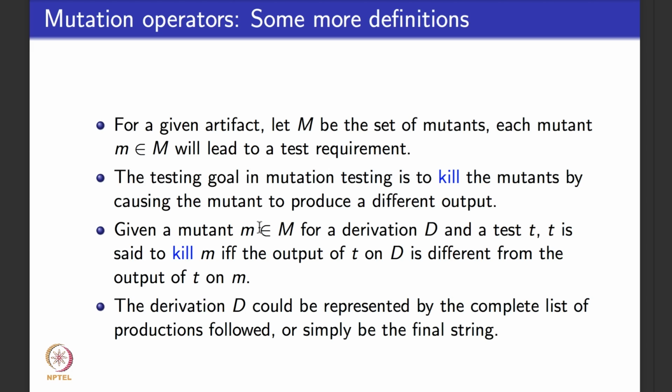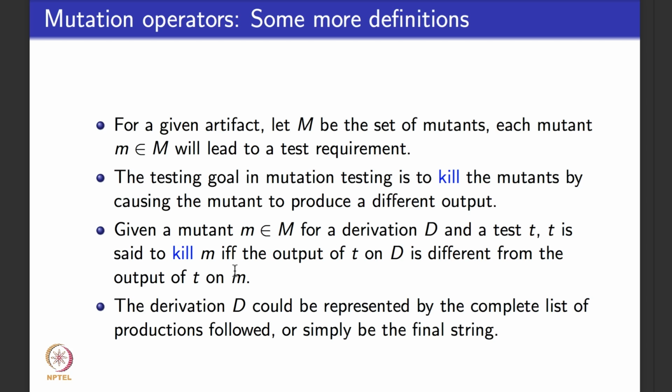Right? So given a mutant m for a derivation D and a test t, the test t is said to kill the mutant m if and only if the output of t on D is different from the output of t on m. I hope that's clear. Take a program, apply one mutation operator, get a mutated program. Pick a test case, run it on the original program, run it on the mutated program. If the two programs produce different outputs, then you say the test case has killed the mutant.